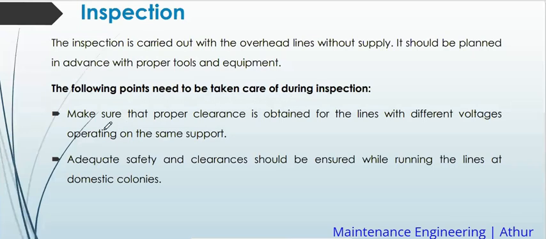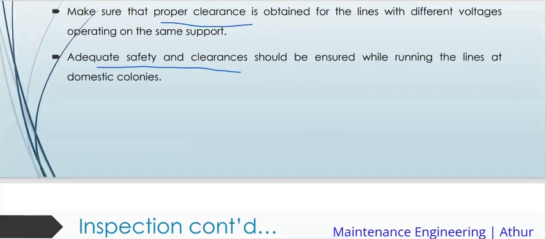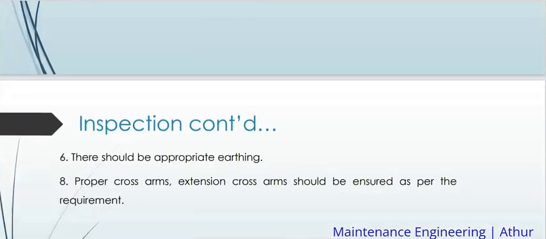Make sure the proper clearance is obtained. The line is different. I talked about ground clearance. That's why they talk about the distance between conductors and the ground for different voltages, because the one for HV is not the one for LV. Adequate safety and clearances, still talking about clearance. So that means it is very, very important. When the conductors are sagging, you report. Then they come and string them.